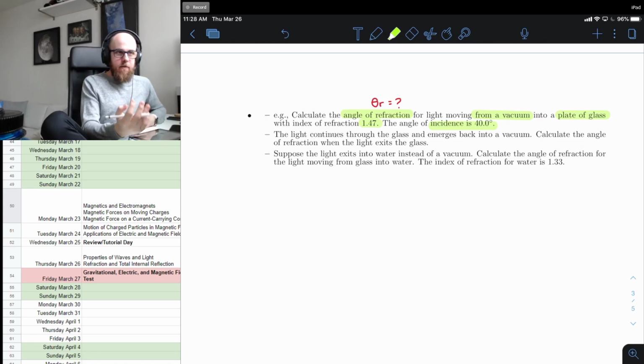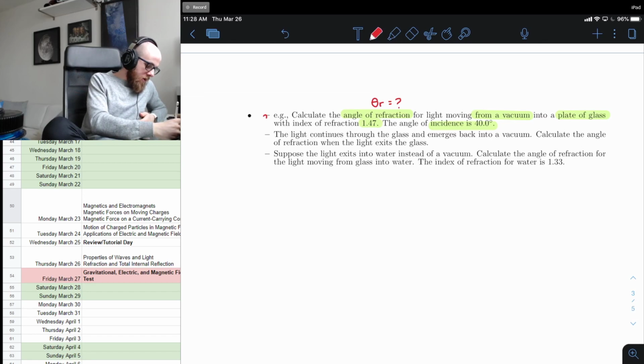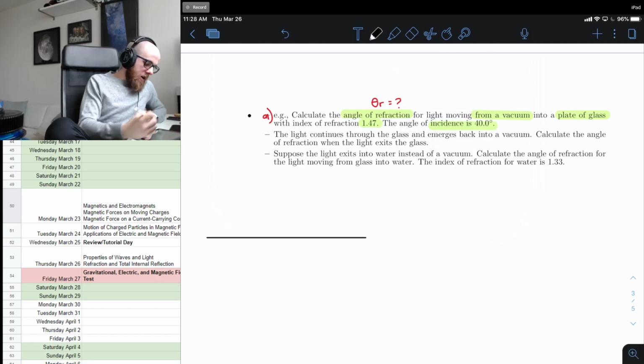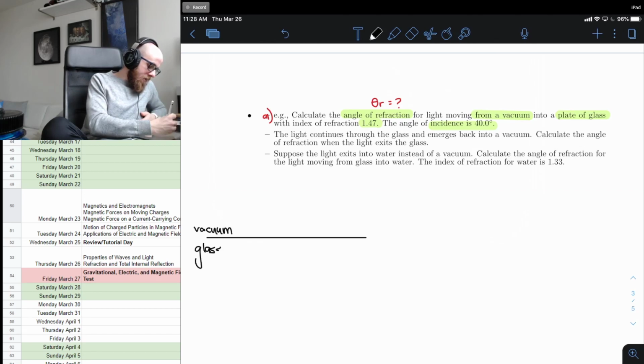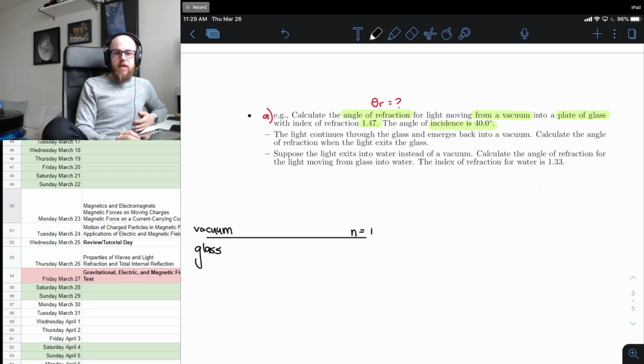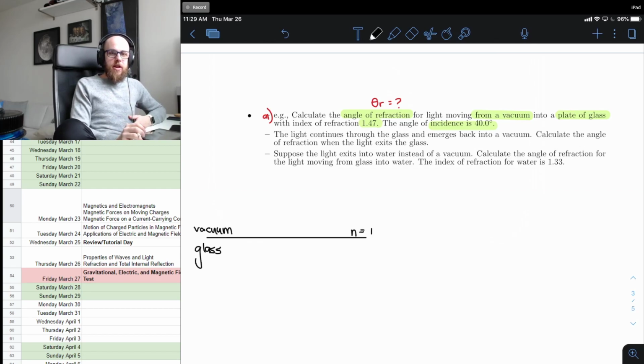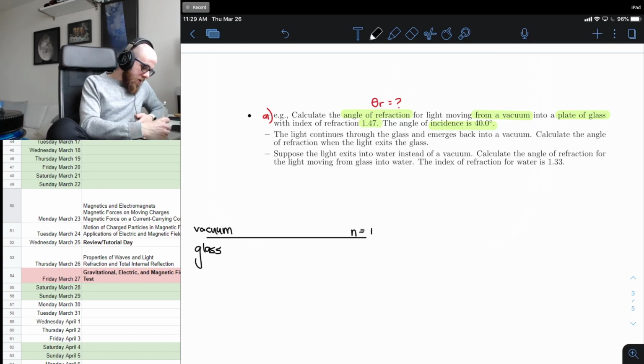So I'm a fan of just drawing a picture for this. Let's call this part A. I'm always a fan of drawing a picture of what's going on here. So we have our interface between vacuum on top and the glass on the bottom. The index of refraction for vacuum is just n equals 1, because light moves at light speed. V is equal to c in a vacuum. So we call that N1. N2 down here is 1.47.